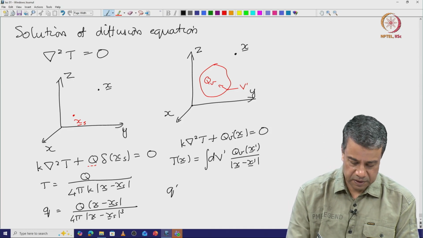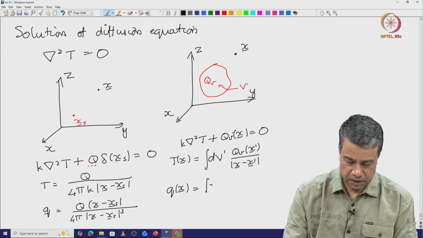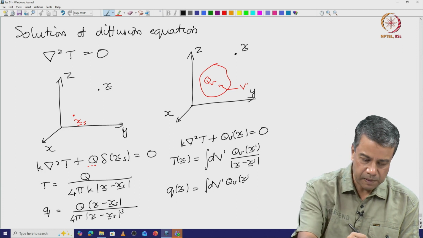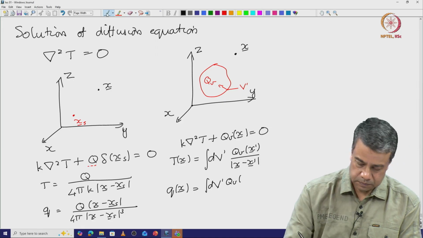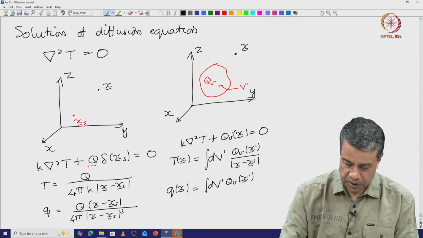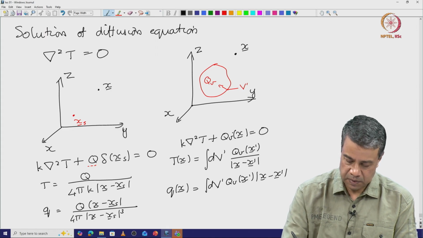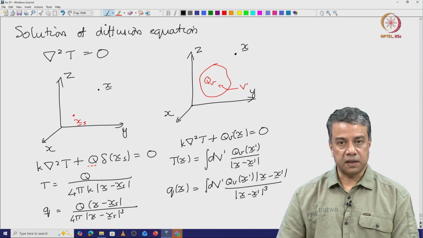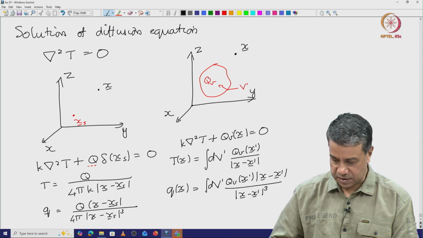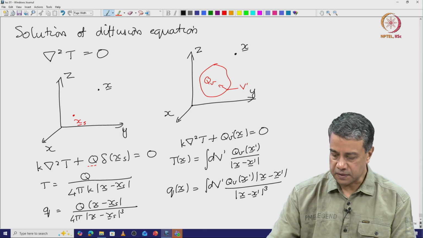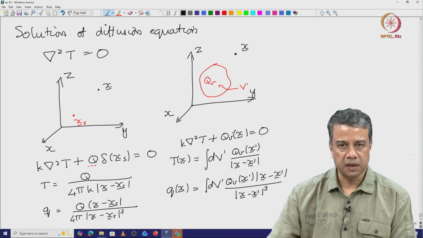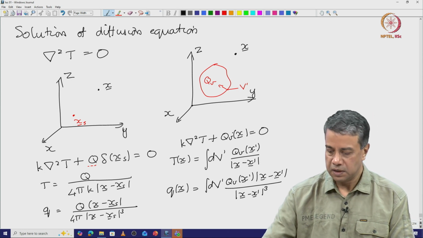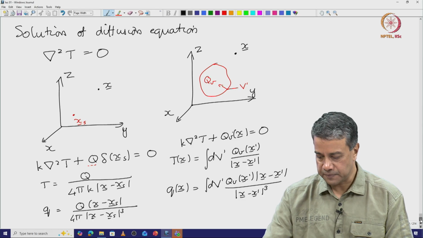And the heat flux at the location x is equal to the integral dV prime of QV of x prime into x minus x prime by the magnitude of x minus x prime the whole cube. Note that the observation point is x and the source point is x prime. So, these were the temperature fields that we had got for a point source. By considering a distributed source as a sum of a large number of point sources, we had got the temperature field for a distributed source as well.